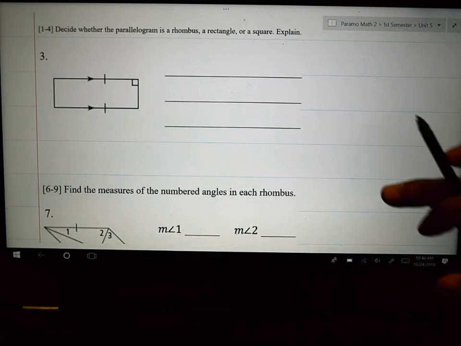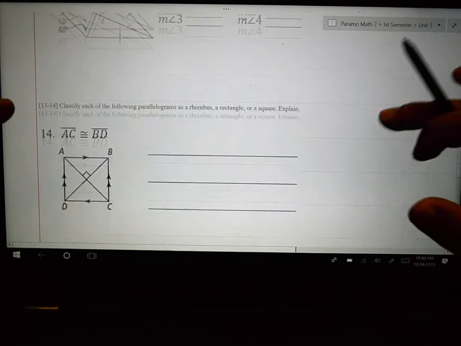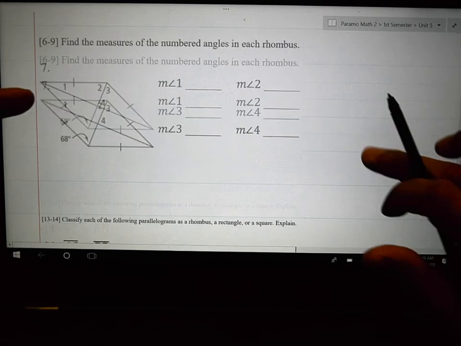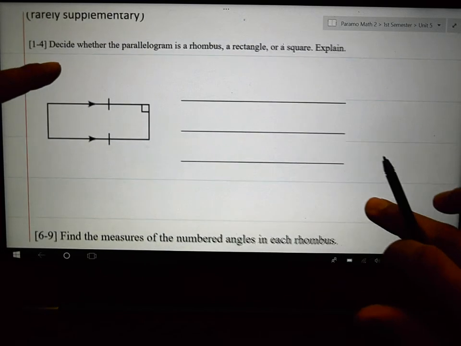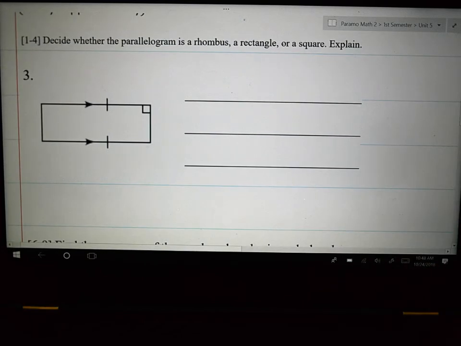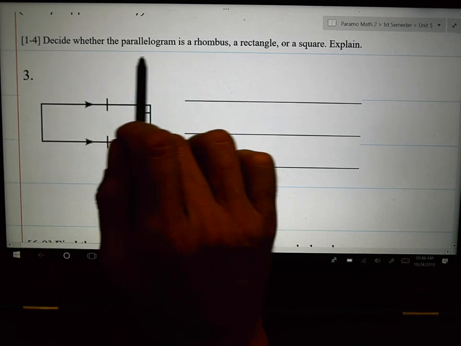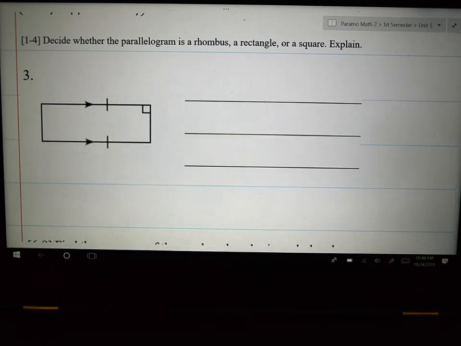You have a worksheet in front of you. I chose number 3, number 7, 14, and 17. Number 3 says, decide whether the parallelogram is a rhombus, a rectangle, or square.